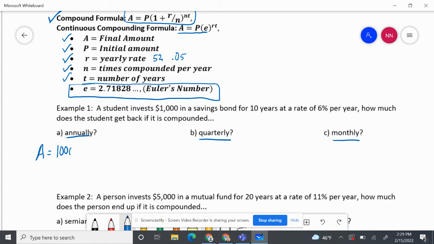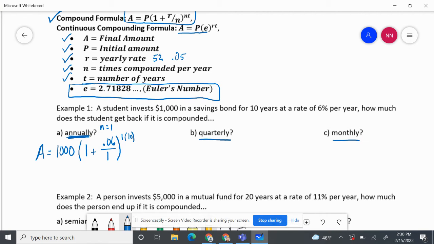We initially invest $1,000. We put the 1 plus our rate, which is 6%, so 0.06 over 1 because it's annually, and annually means that it's just once per year. We're raising it to the 1 times, and then it says for 10 years. So 1 raised to the 10.